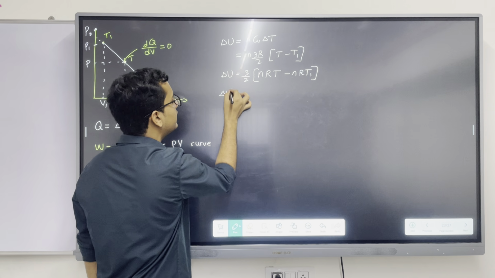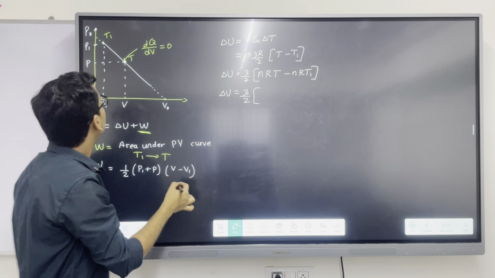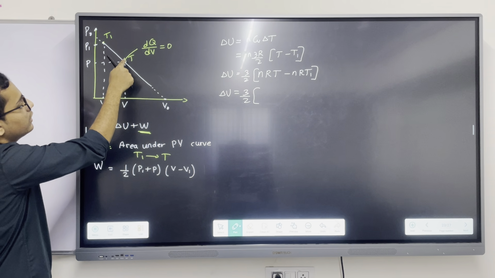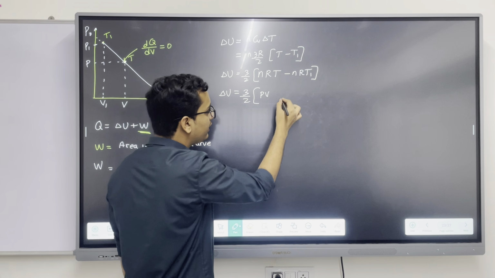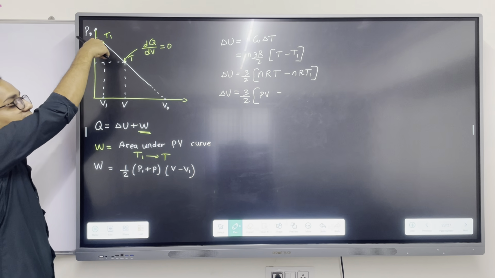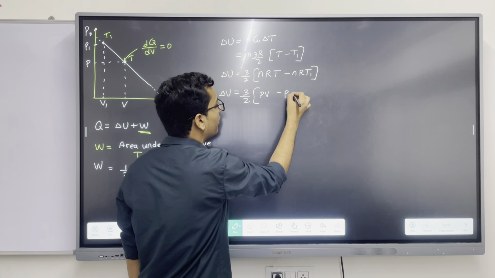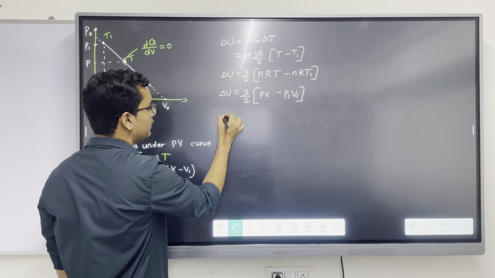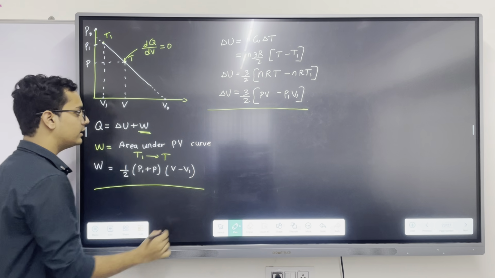I can also write this delta U as 3 by 2 into what is the value of nRT? This is nRT. Okay, so can I say nRT is nothing but PV? So delta U is 3 by 2 times PV minus P1V1. What is the pressure and volume at this particular point? This is P1 and V1. Okay. So now you have delta U, you have work done.